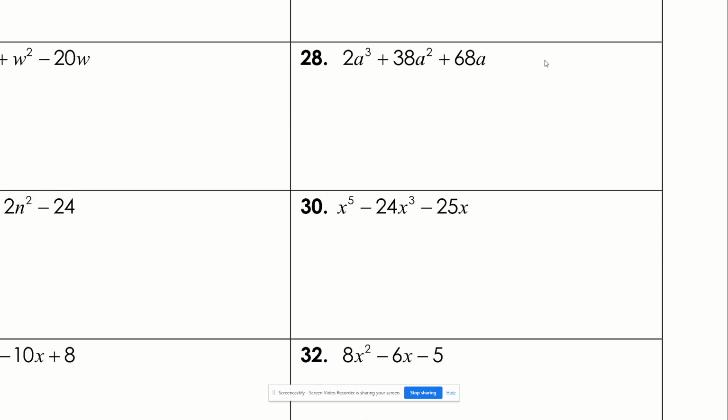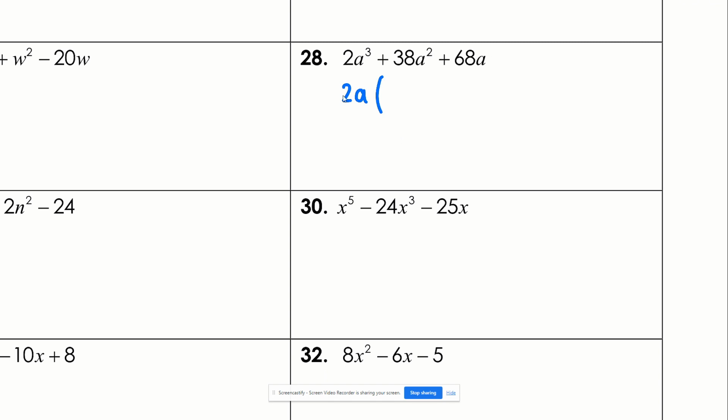Again, don't forget, you always need to check to see, is there a greatest common factor? We're not just dealing with quadratics anymore. We're dealing this time with a cubic function, or I guess a cubic expression, since there's no equal sign. Look, they're all even, so I can definitely pull out a 2. This has a cubed, this has a squared, this has a, so I can pull out a 2a. Let's see what that leaves me with.